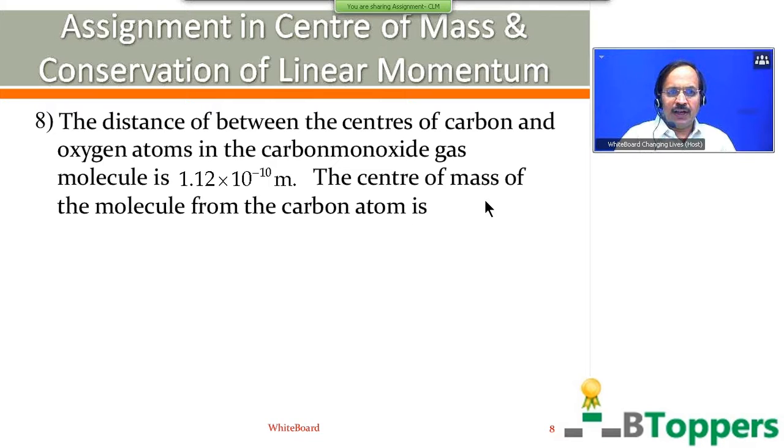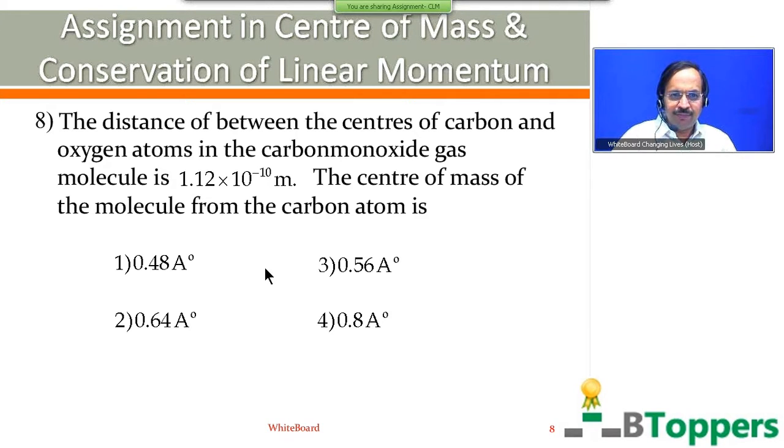The distance between the centers of carbon and oxygen atoms in the carbon monoxide gas molecule is 1.12 × 10^-10 meter. The center of mass of the molecule from the carbon atom is. Come on, try the question.